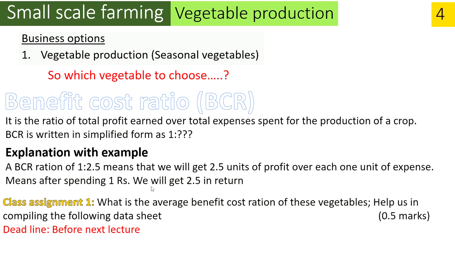So there is a little assignment for all of you students who are sitting at your homes. You can do it online. The class assignment is: what is the average benefit cost ratio of these vegetables? Help us in compiling the following data sheet. And I hope that you will complete it this week, and send it to me by Sunday, and we will compile that data and share it with you.